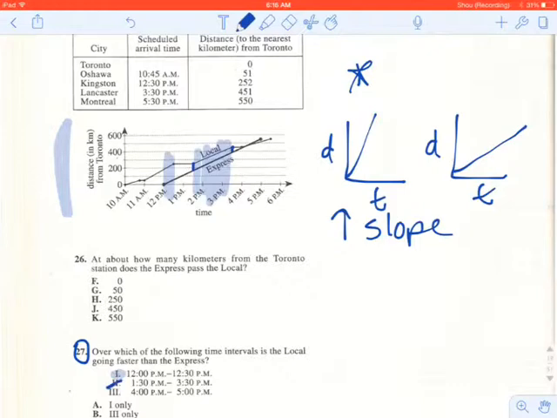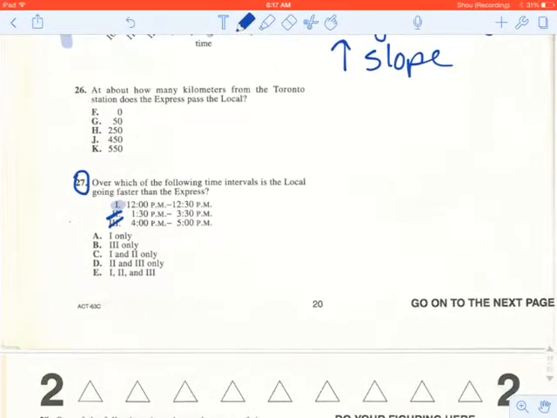And then 3 is 4 to 5. So this range here. And if we look at our graph, we can see the express actually crosses the local. It passes it up. So if it's passing it up, then that's definitely not the one that we want. So we are just looking for 1 only. So we'll go with A, 1 only.